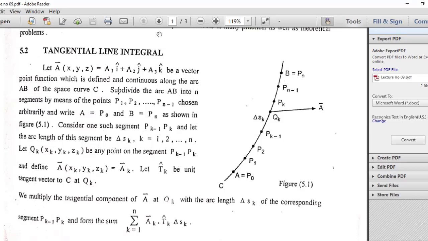Students, here I consider this one segment, Pk minus 1 to Pk, and let the arc length of this segment be delta Sk.